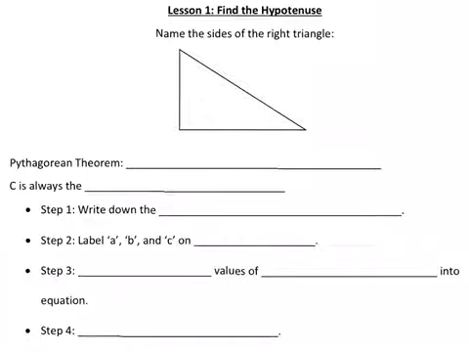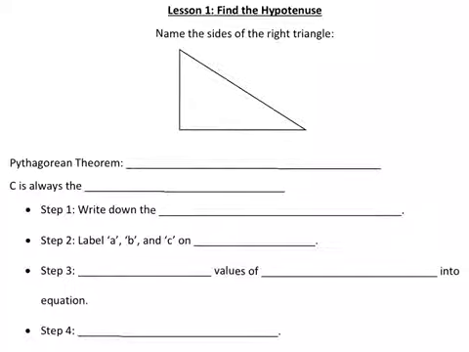Today we're going to start learning about the Pythagorean Theorem. The first thing we're going to do is understand the different types of sides of a right triangle. The Pythagorean Theorem only really deals with right triangles that have right angles.